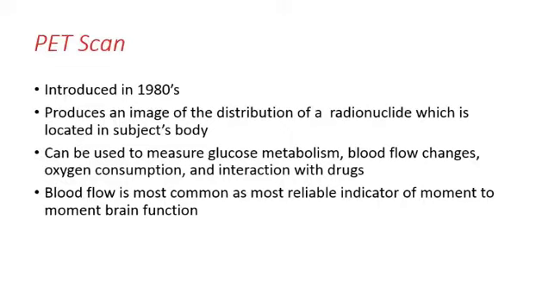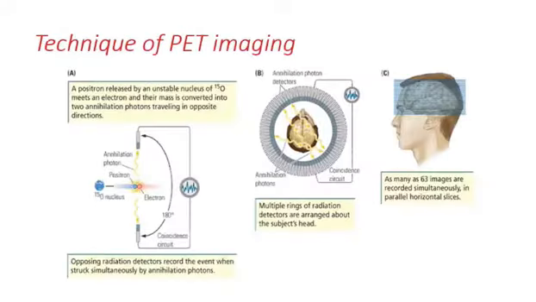Blood flow is most common as a kind of an indicator of the moment-to-moment brain function, because areas of the brain that are more active are going to recruit more blood flow to them. And so we would see an increase in the blood flow to the areas of the brain that were presumably more active. And this is basically the technique of the PET imaging.